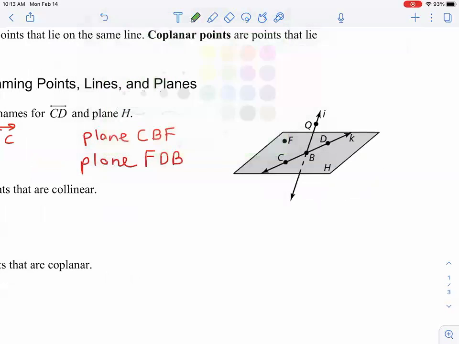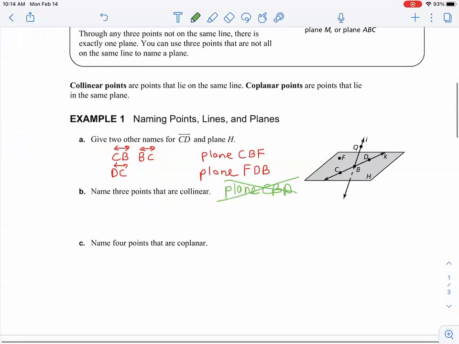But if I tried to call it plane CBD, that's no good. Because C, B, and D are all on the same line, or what's called collinear.